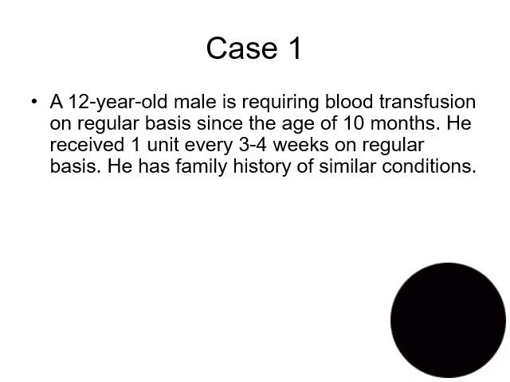and then I will tell you what the disease is in each one. Case number 1 was about a 12-year-old male patient requiring blood transfusion on a regular basis, and we agreed that this is called transfusion dependence, since the age of 10 months, indicating a severe form of anemia, being unable to survive without regular blood transfusion. He is receiving 1 unit every 3 to 4 weeks on a regular basis. Also, the presence of family history indicates a familial or inherited form of anemia.